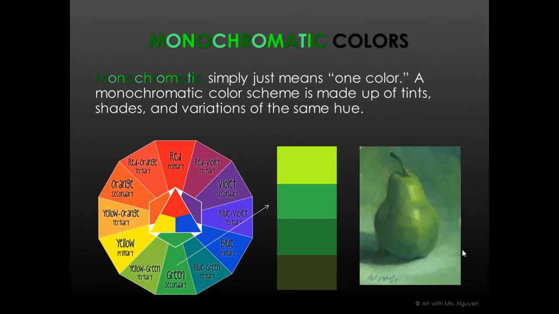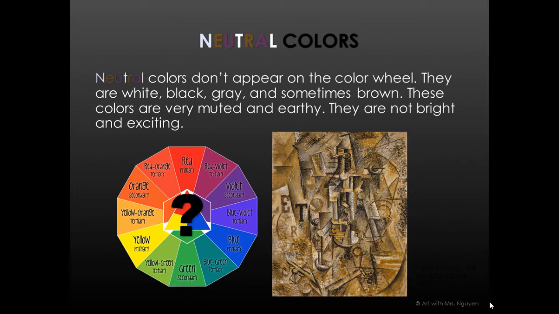Monochromatic colors are the last color scheme that we're going to talk about. These simply mean mono, one, and chromatic, color. A monochromatic color scheme is made up of tints, shades, and variations of the same hue. So you can see our lovely pear here and all the different hues of green that the artists used to paint that pear.